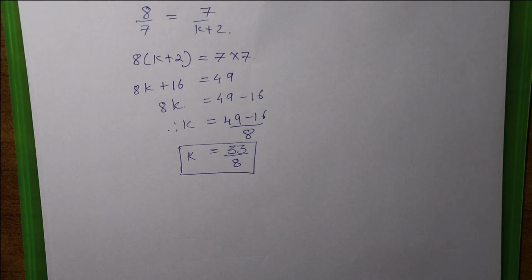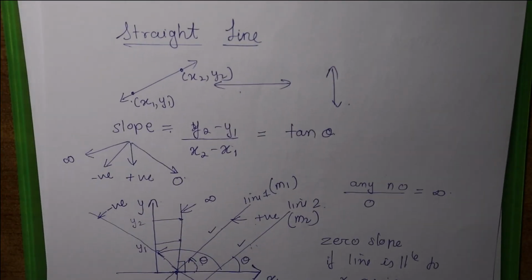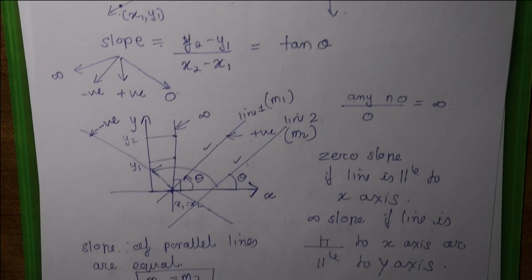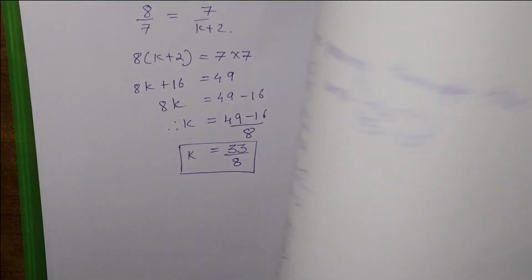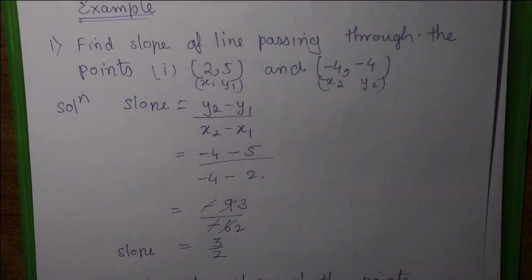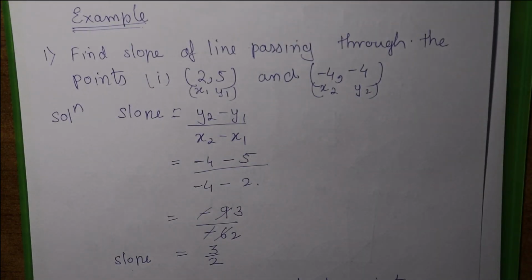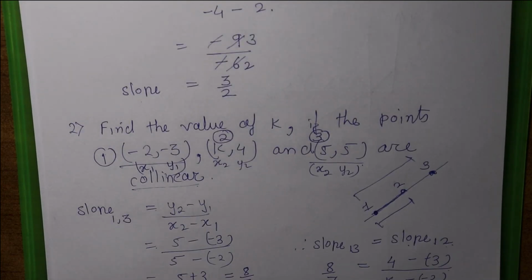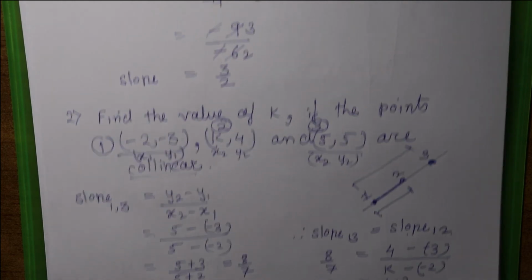So in today's lecture we saw what the slope of a line is, what a positive slope is, when it is a negative slope, when it is zero slope, and when it has an infinite slope. So we have seen the concepts, and we have also seen a few examples of how to find the slope of a line, and how to find the unknown value k when the points are collinear.